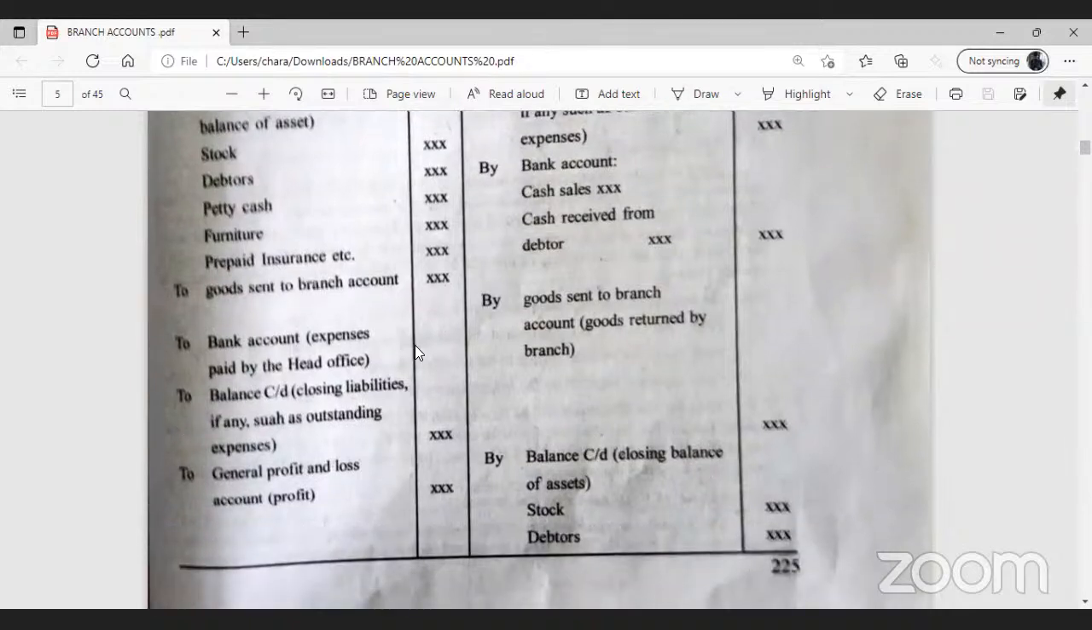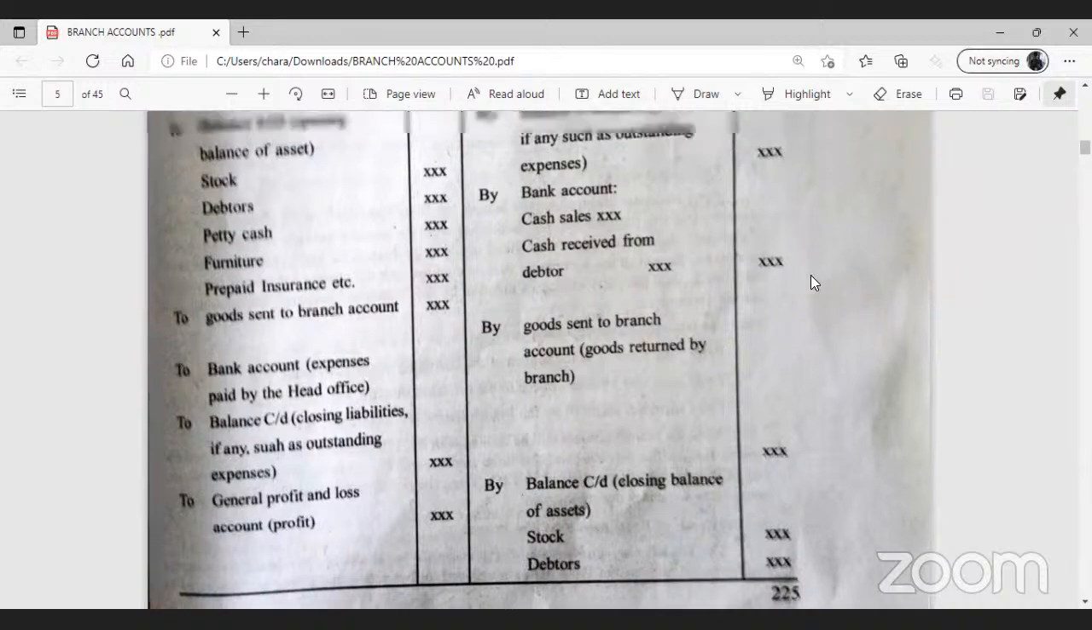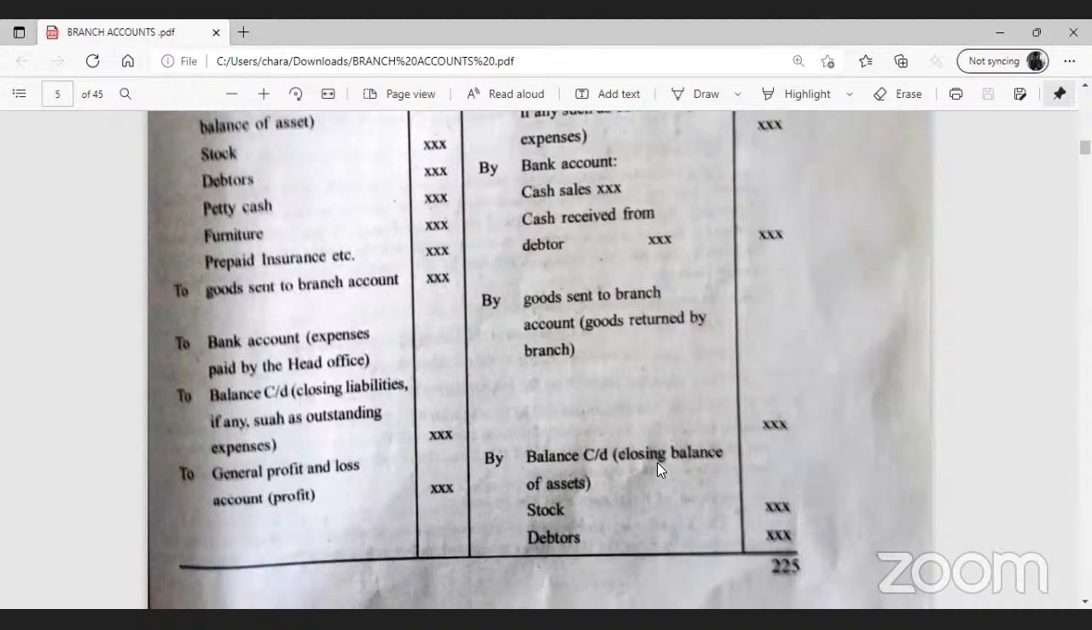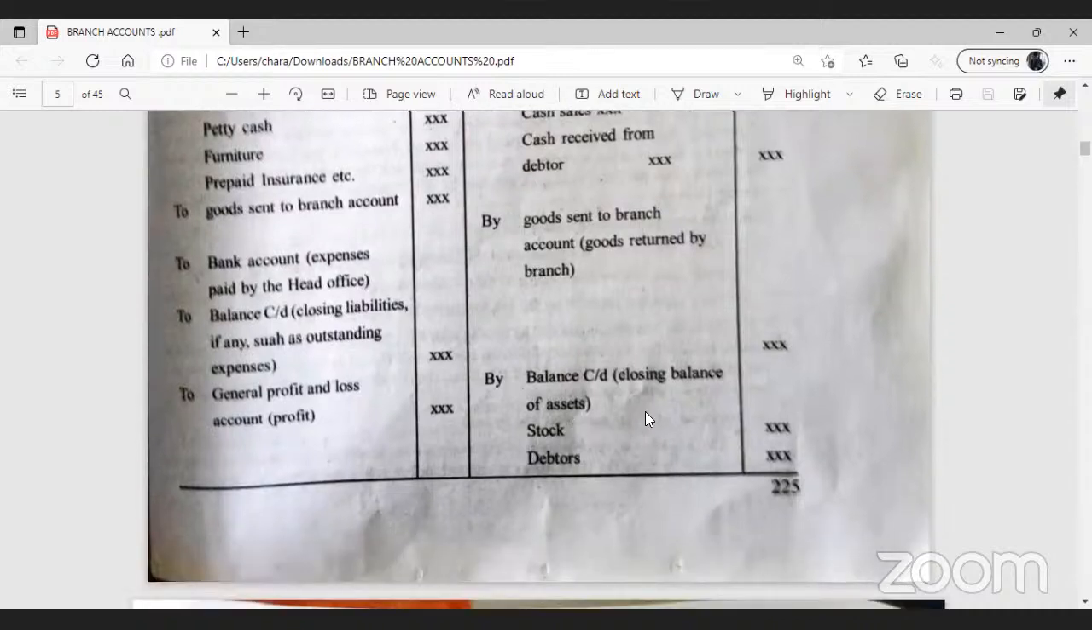And any expenses paid by the head office to the branch, by writing bank, and the closing balance of liabilities, if any, we will show. On the credit side, opening balance of liabilities and bank if sales made by the branch, including both cash sales and received from the debtor, and goods returned by the branch, we will show. Finally, the closing balance of the assets which are given in the question.